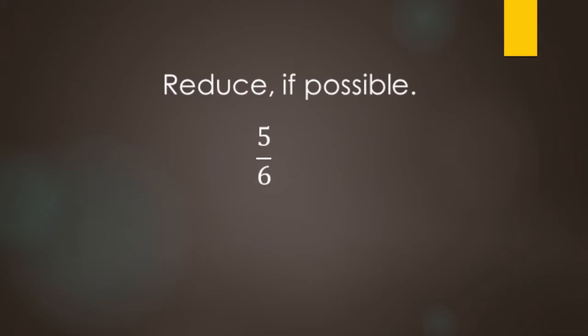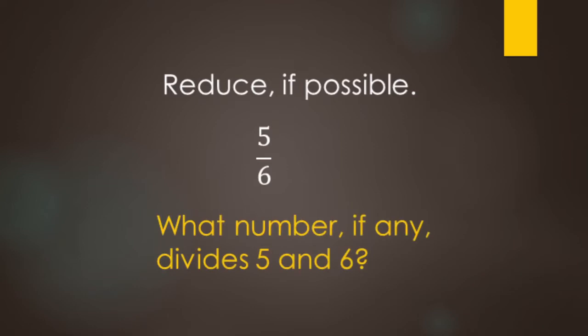Here we're going to reduce, if possible, 5 over 6. Now remember, when we reduce fractions, we're looking for the biggest number that divides both the numerator 5 and the denominator 6. There is no number other than 1, so this one is already reduced. No reducing necessary.